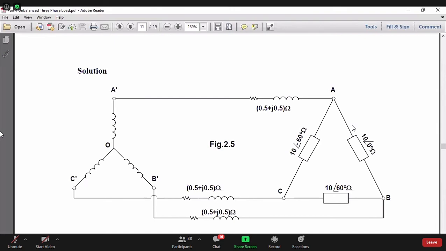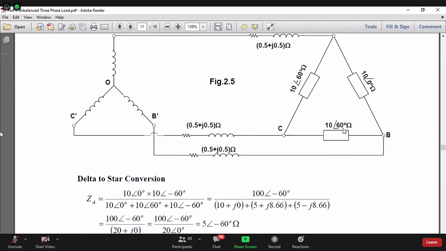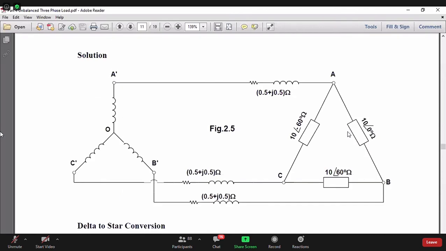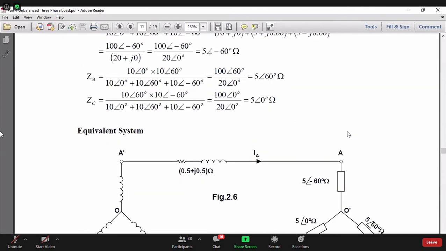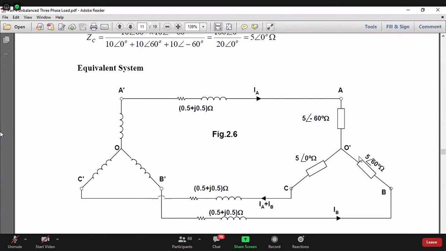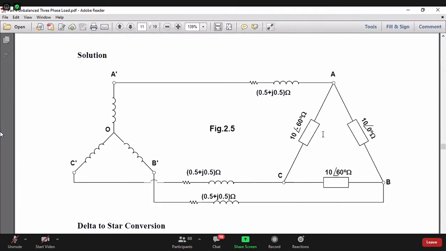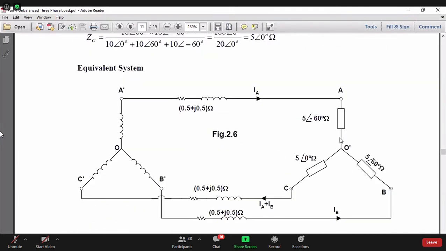Then how do I solve it? Whatever I have learned earlier, I cannot apply. But yes, I have learned another thing. What? If I convert this delta to star, what happens? Now it is like this. This was the delta, I have converted it to star. Now it is a three-wire star system. Fine, and we know how to solve it. We have already explained just now.